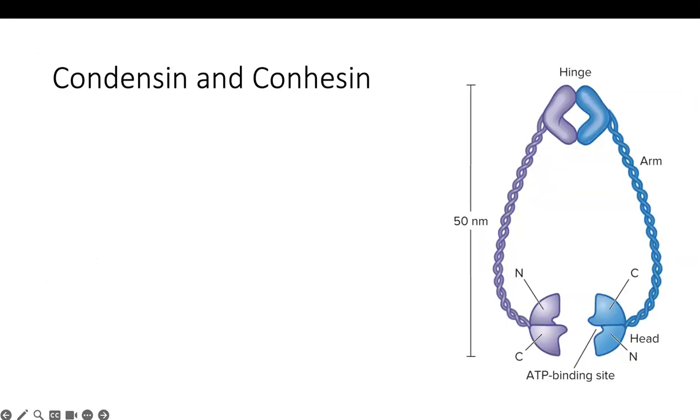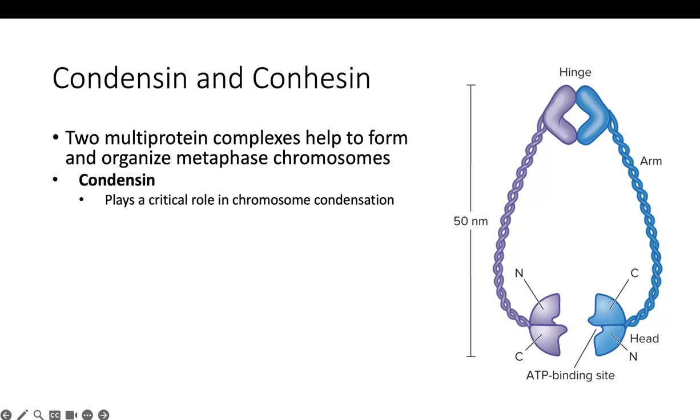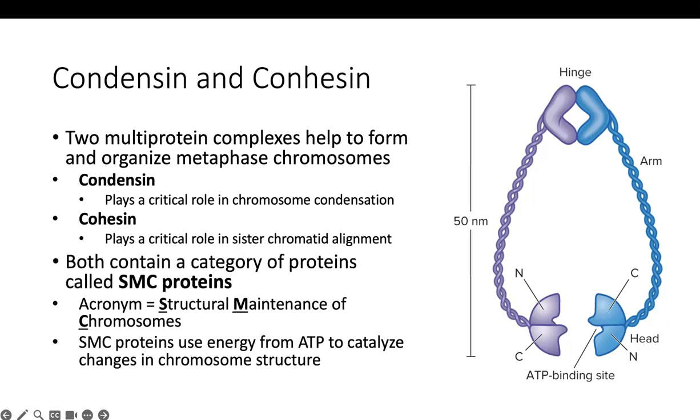We do, however, know that there are two protein complexes that are crucial in the formation of the metaphase chromosome. The first is condensin, which is important in condensing the loop domains at the very beginning of mitosis. The second is called cohesin, which is crucial in sister chromatid alignment from S phase through anaphase of mitosis in the cell cycle. Each of these two important proteins contain SMC proteins, which are a class of proteins crucial to the structural maintenance of chromosomes.